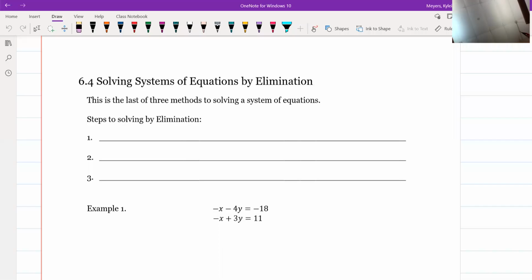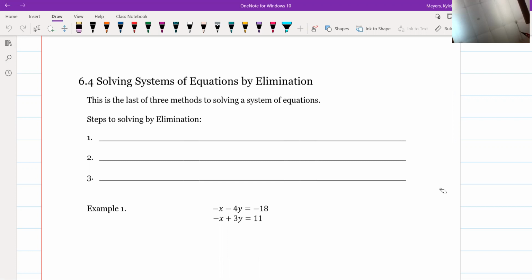All right, so we're going to talk about the very last method to solve systems of equations. If we're being honest, this is perhaps the easiest and most efficient way to solve systems, and it's probably going to be the way you favor to solve them, okay?